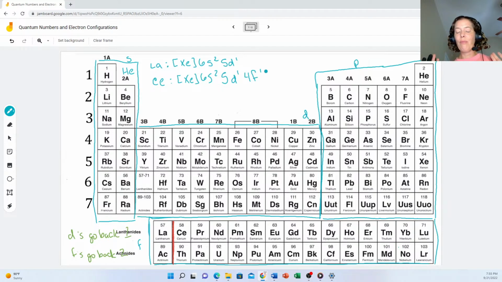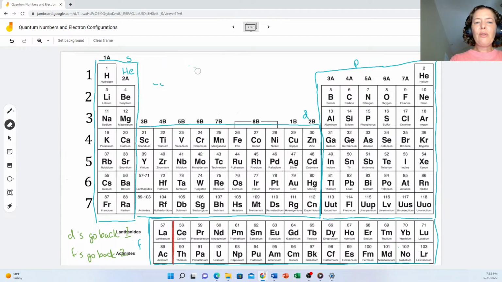Now I know this, especially the first time through, feels really, really weird, but we're going to practice a couple of these. Those are the only exceptions that we've got in terms of things that go back. Now it's just practice, practice, practice. So let's do another one. Again, I'm going to erase so I've got space. Let's do another one in the F block itself.